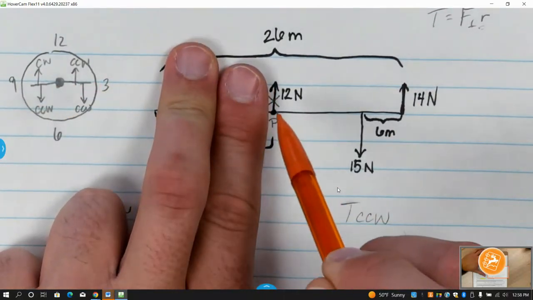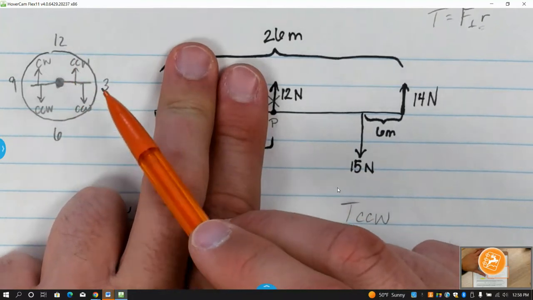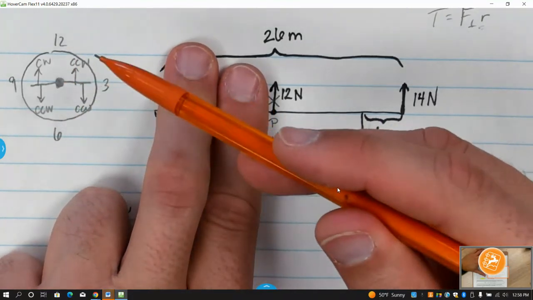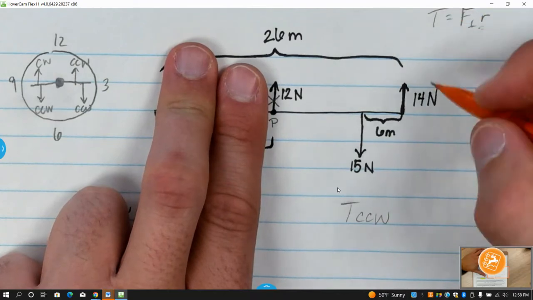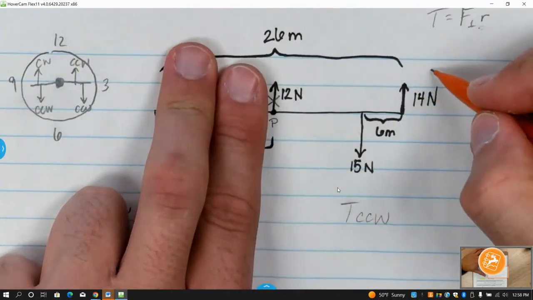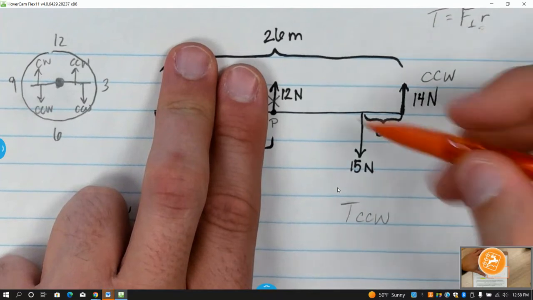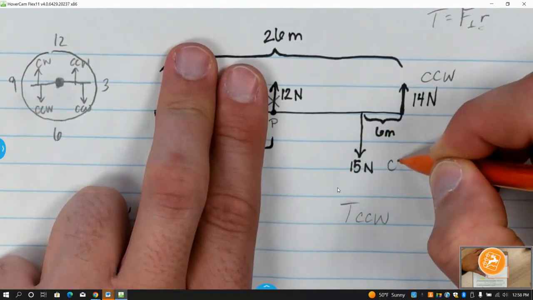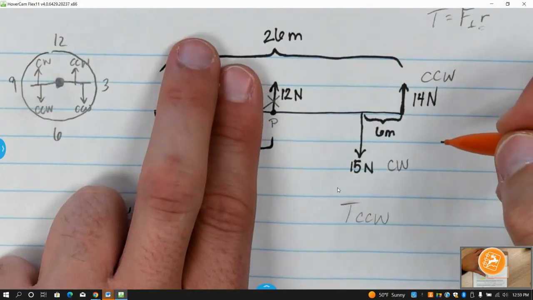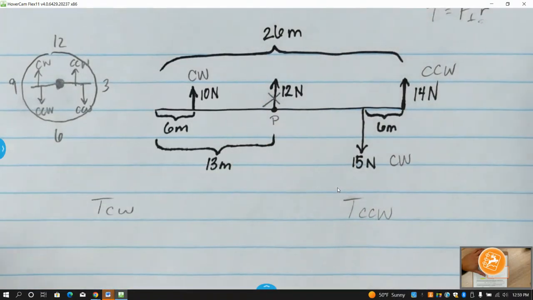So then go to this half. The pivot point's here. It goes out to the right like it would go towards 3 o'clock. That would be counterclockwise. Which one? 14 N would be counterclockwise, very good, because it's pointing up, so this one is a CCW. And the 15 is going down, so that is clockwise. Very good.